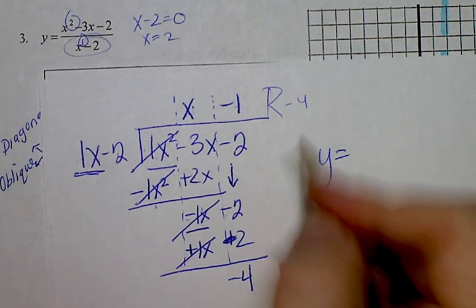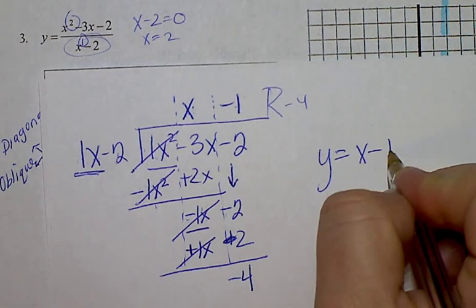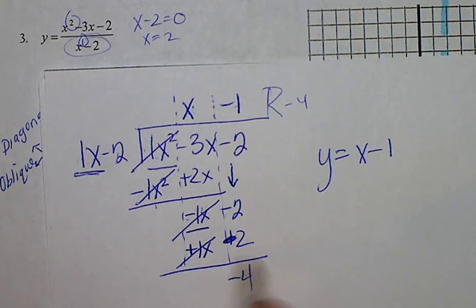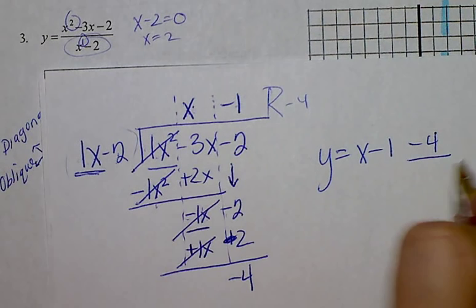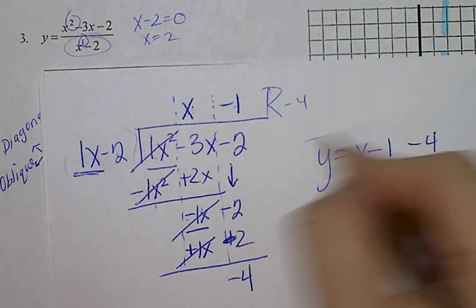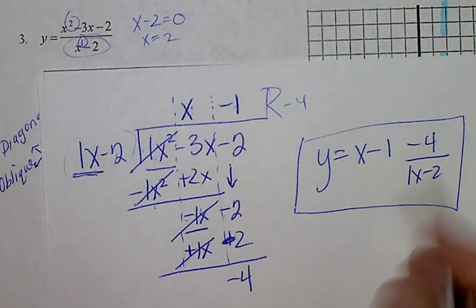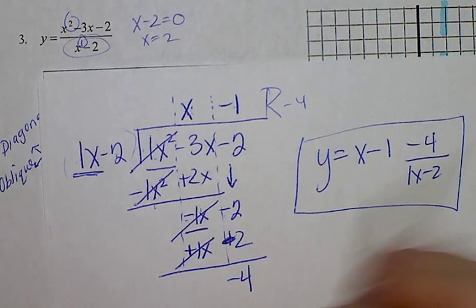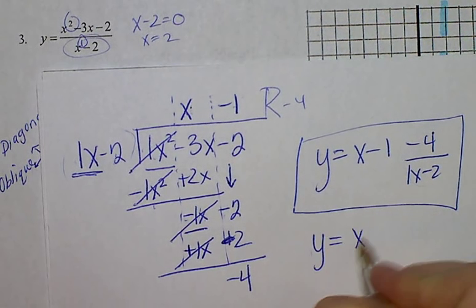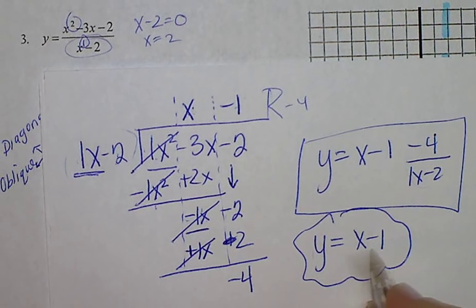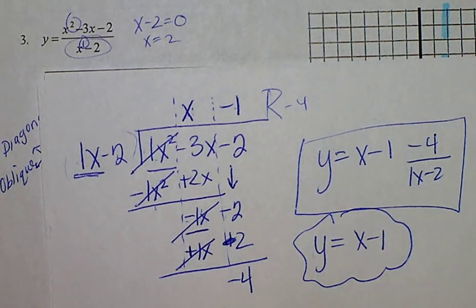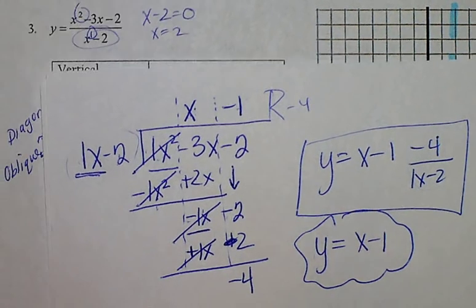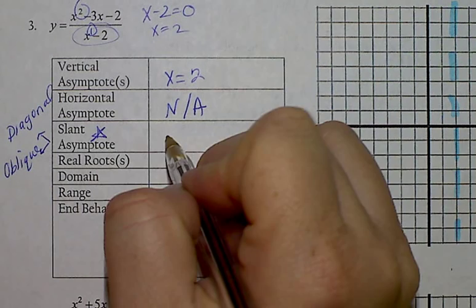The official way is y equals x minus 1, but we don't put an R anymore. This value is negative 4, and it's the remainder. We write it over whatever is off to the side. This is the official slant asymptote, but we're not going to get this exact with the remainder, so we're just going to write y equals x minus 1. So this is what I prefer, but if you write the official one, obviously I'm not going to count it wrong. Go into the place on the worksheet where it says slant asymptote and write y equals x minus 1.